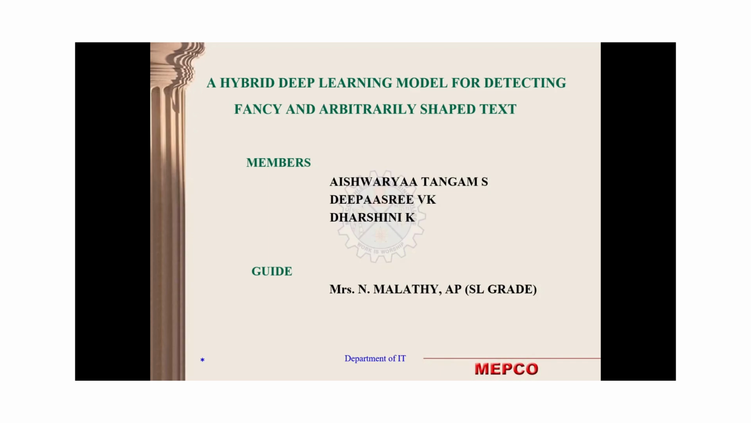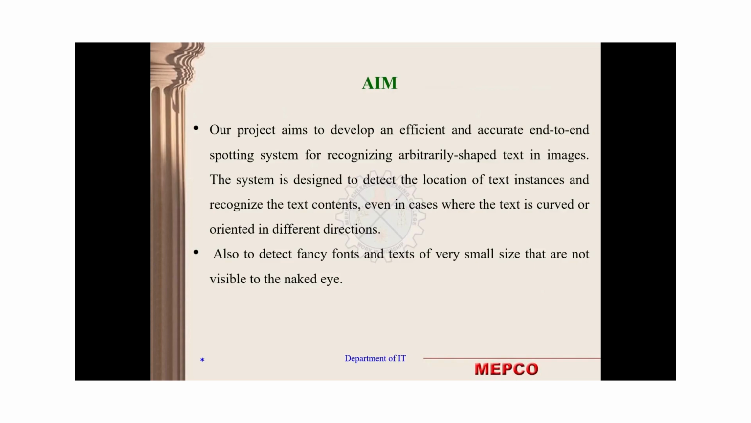End-to-end text detection and identification can be extremely helpful in many different fields, including healthcare, finance, law, and many others, where there is a requirement to handle enormous amounts of text rapidly and accurately. In this paper, we provide an end-to-end text spotting system that can efficiently locate and identify text in natural settings of various shapes. Our aim is to create a reliable and effective end-to-end spotting system for identifying text with arbitrary shapes in images, even when the text is curved or oriented in different directions.